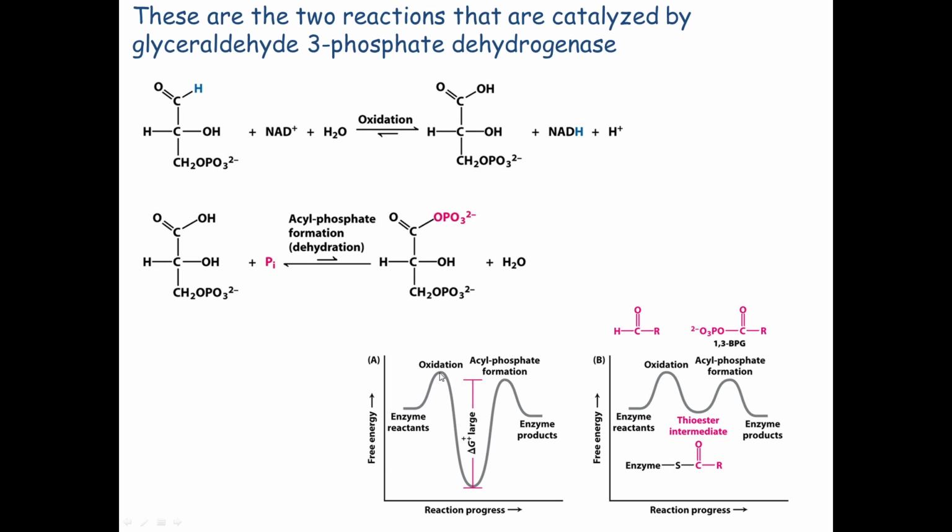You go up where it says oxidation. We have an activation energy to get over, and then it goes very low. That's the result of this first step. First step of oxidation, if we were to do these stepwise, would fall into this deep pit. Right? And then to do the second reaction, we have this huge hill to climb, the acyl phosphate formation reaction. We'd have to climb over this huge activation energy to form our products.